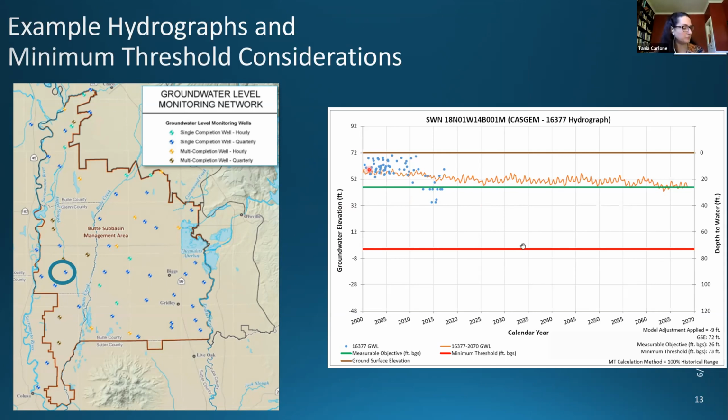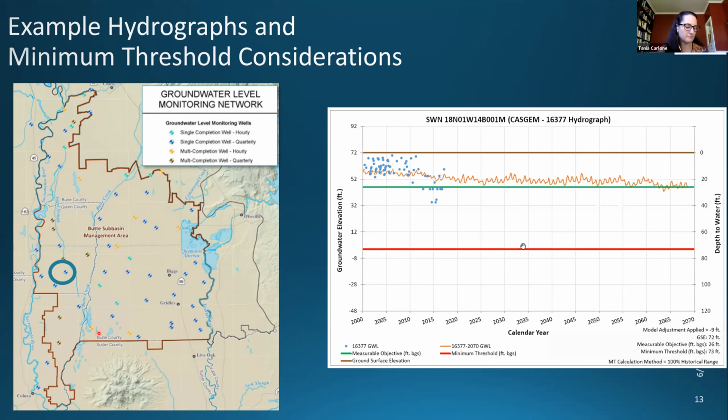Supervisor Lucero? I was just wondering if you have done a hydrograph for more populated areas like Biggs or Gridley. We have hydrographs for every single one of the representative wells in the network. So we've looked at all of them. Oh, okay. Are those in our packets? I believe so. Yes, they are.